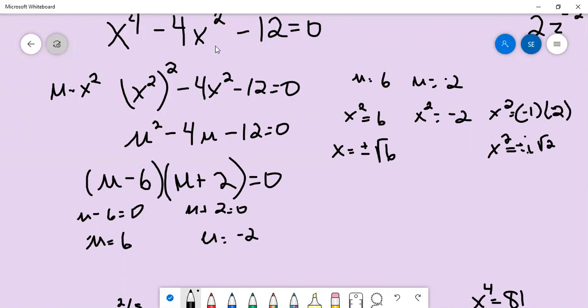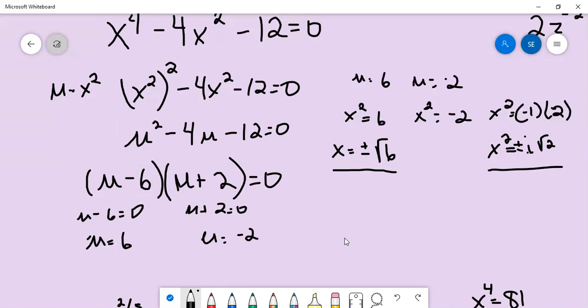So if we're looking for the real roots, plus or minus the square root of 6 is our answer. If we're looking for all the roots, including the complex roots, then we have to include this one as well. Okay, so again, we had x to the fourth and x squared, so we did a u substitution. U is equal to x squared. So we rewrote this in terms of u, and we factored as normal. Then we resubstituted in x squared for u and found our roots.